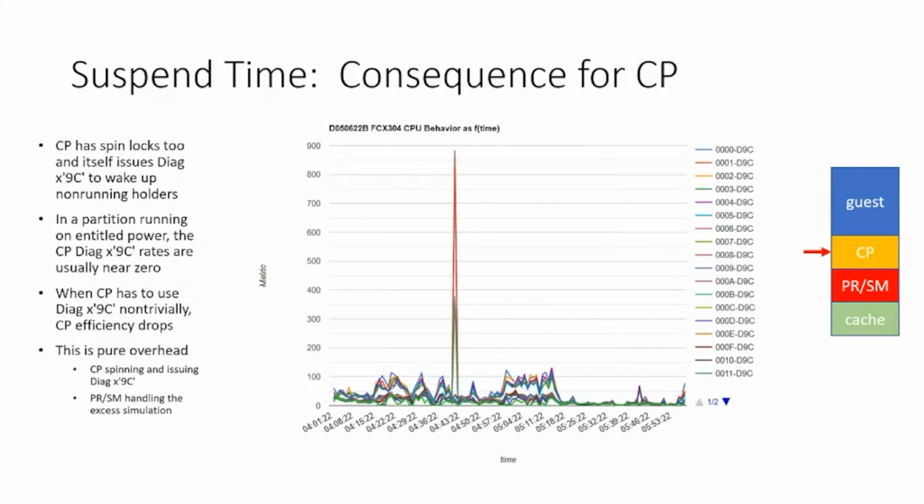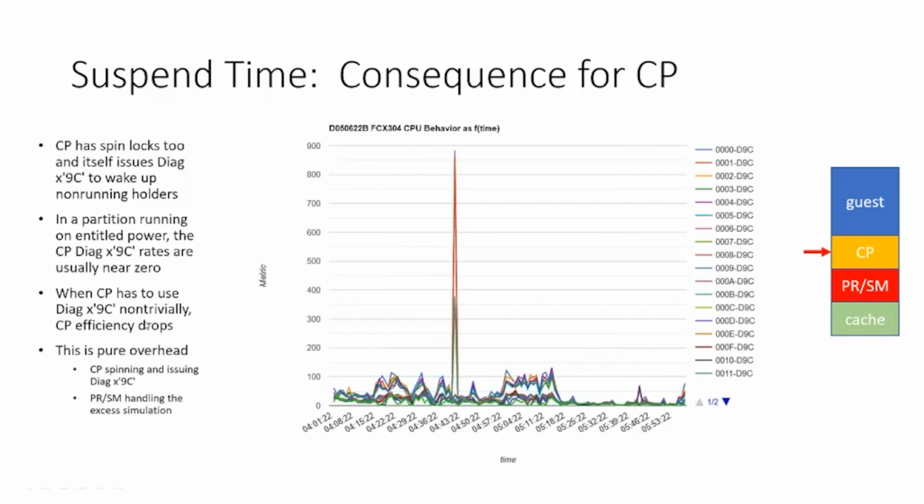So now we've gone down one layer in the stack. Here we have consequences of suspend time for the control program itself. Right? The control program has spin locks also, and it issues Diagnose 9Charlie down to Prism. Here we've got a situation where we've got a partition running on entitled power. The CP Diagnose 9Charlie rates are usually 0. But when CP itself has to use Diagnose 9Charlie, CP efficiency drops. So this is pure overhead as well.